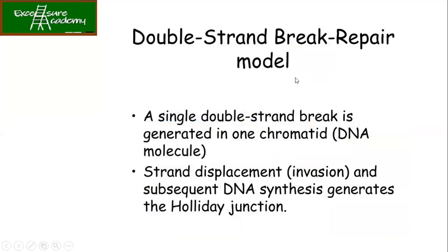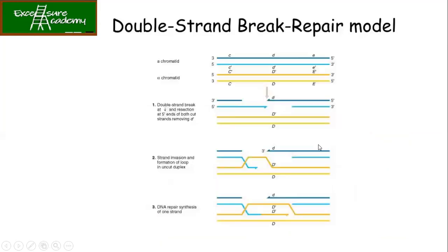When you have a double strand break, this holiday junction is again helping in repairing. A double strand break is generated in one of the chromatids. Iska matlab kya? See, you have the homologous chromosomes. But abhi pehle kya tha? In the first scenario, we saw that the break was here and the break was here. Correct? Second, mein humne kya dekha? Only single strand break tha.